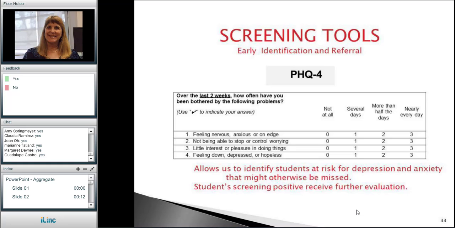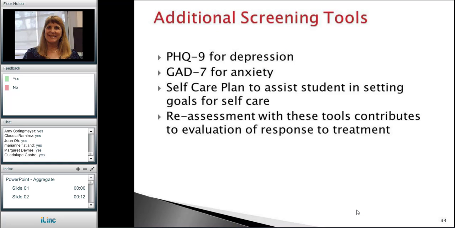Additional screening tools, of course, as I just said, are the PHQ-9 and the GAD-7 for depression and anxiety. And then we also have a self-care plan that we utilize with students who may not want to go into counseling, may not want to start medication, or they just mildly have an issue that they need to work on, and this just gives them a plan for how they can take care of themselves and improve their ability to manage their anxiety or their stress that's causing them some depression.